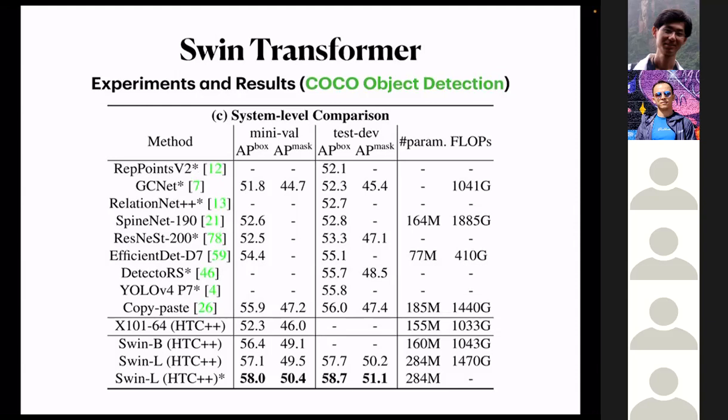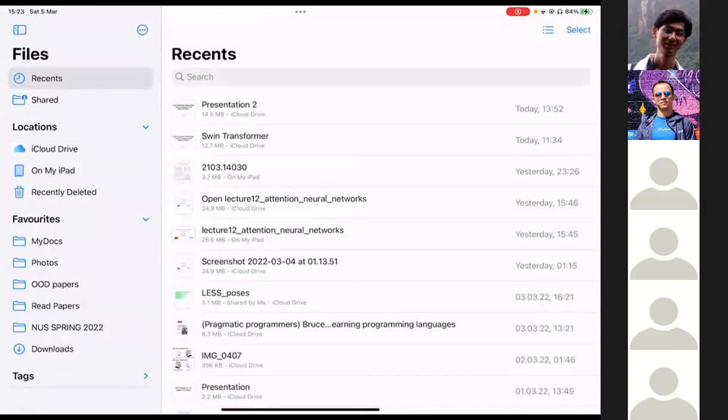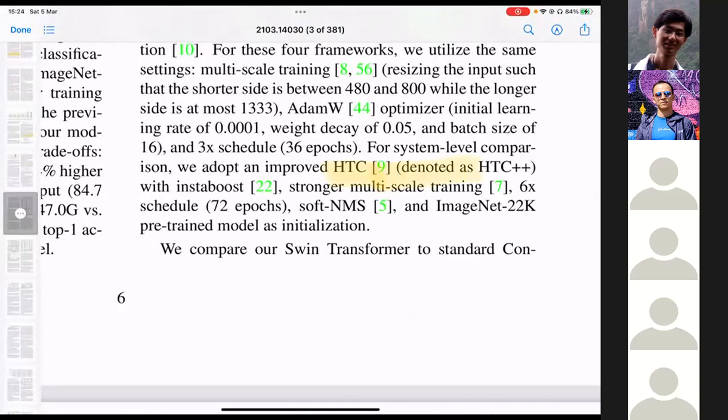And here, what does HTC++ mean? I can show from the paper what it is. It has some big name. Here it says, for system level comparison, we adopt an improved HTC, denoted as HTC++, with instaboost. Okay, let's move on. Let's not get stuck on this detail.